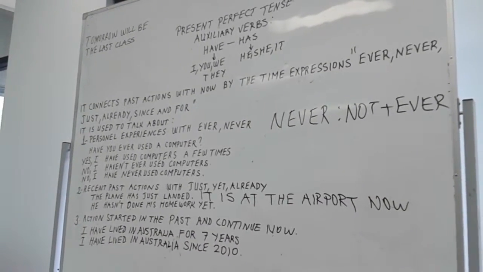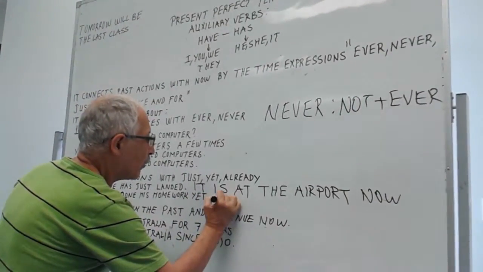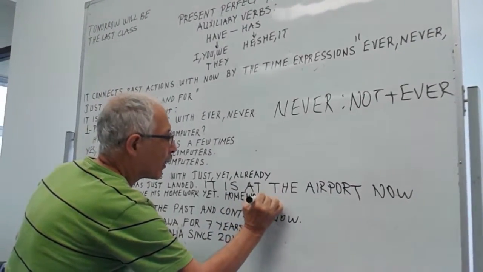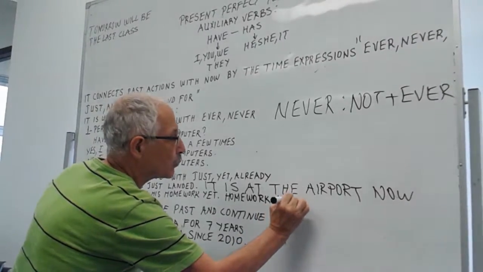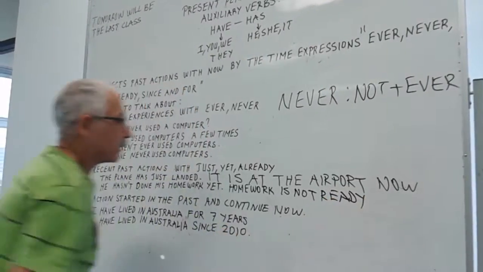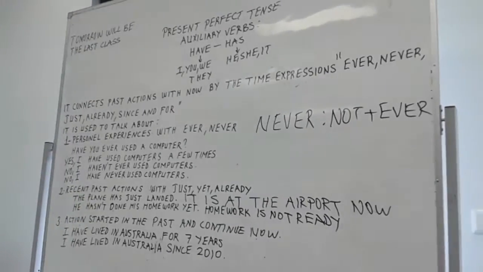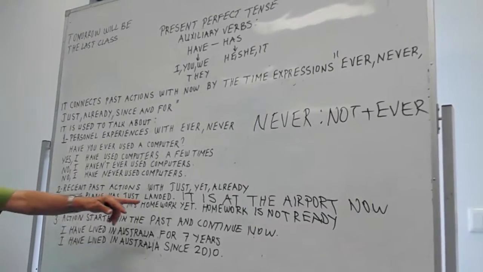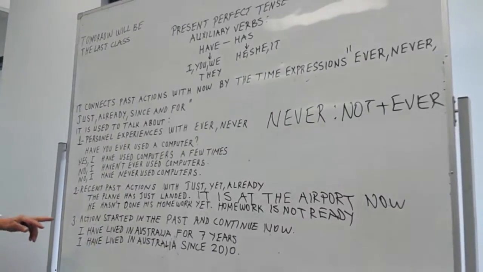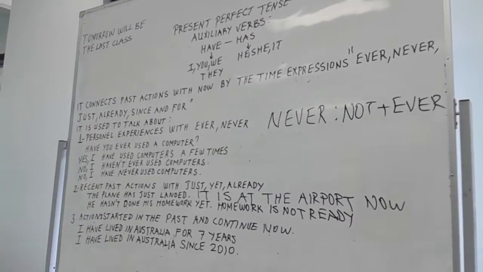He hasn't done his homework yet. What does it mean? The homework is not ready. He's still doing the homework, or he didn't start doing the homework. He hasn't done his homework yet. Homework is not ready. If you look at the third group, the actions started in the past and continue now.